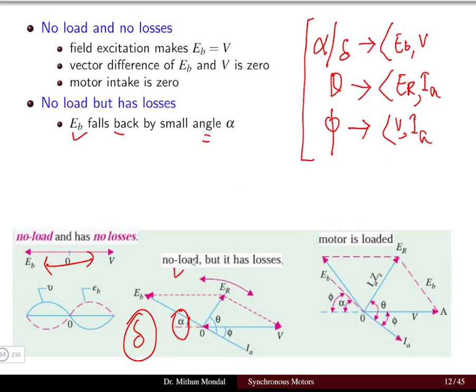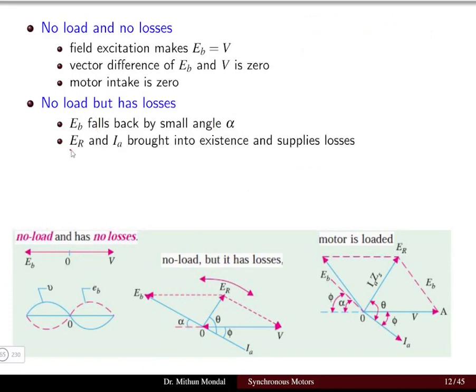So under the no load and losses condition, our EB falls back by a small angle alpha, which is known as the load angle or the torque angle, and the resultant EMF ER and IA are brought into existence and supply the losses. So here there was no ER concept because ER was basically 0. Now here ER, that is the resultant EMF, is there, and hence there will be some losses because the armature current is being drawn by the motor.